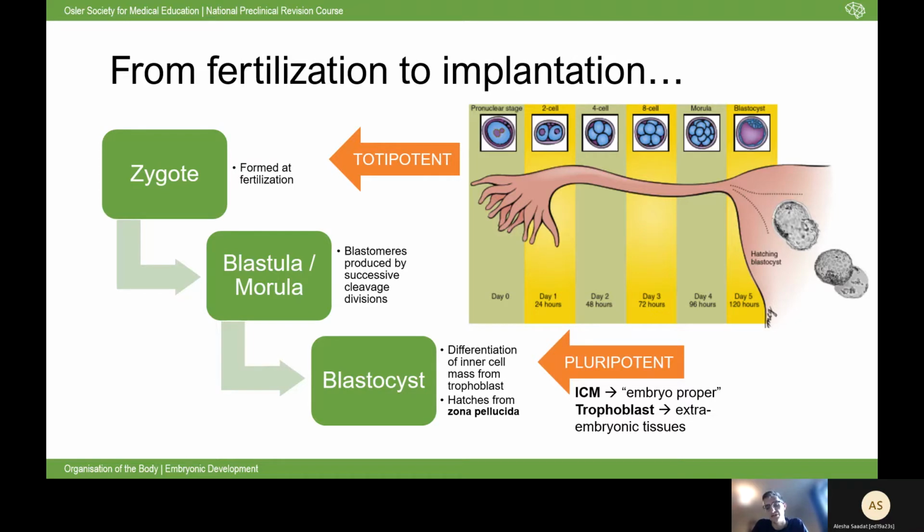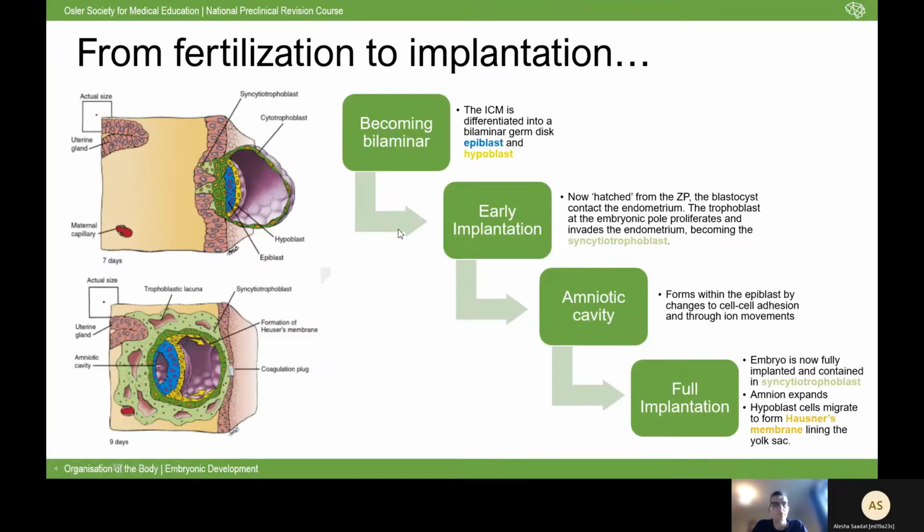And these different groups of cells have important fates. The inner cell mass becomes your embryo proper, whilst the trophoblasts become some really important extra embryonic tissues. You'll also see, if you look in this top corner here, this image of the blastocyst, you get this kind of zona pellucida outer layer that forms at fertilization with the granulation reaction, and it's a hard outer shell that the blastocyst must hatch out of in order to implant.